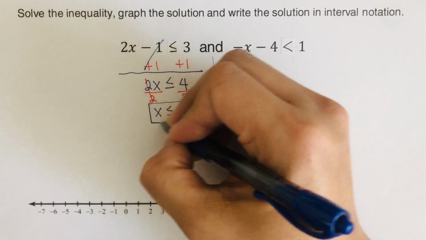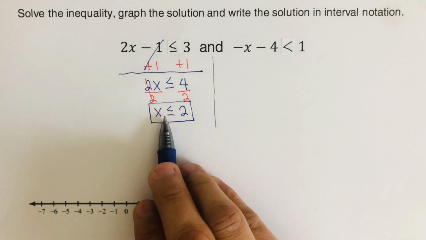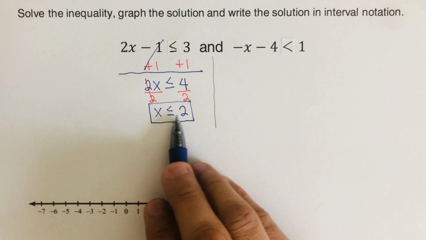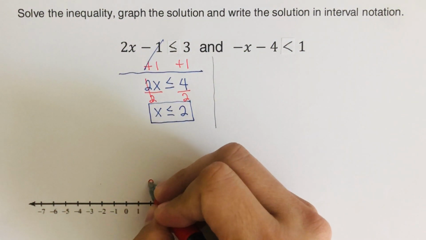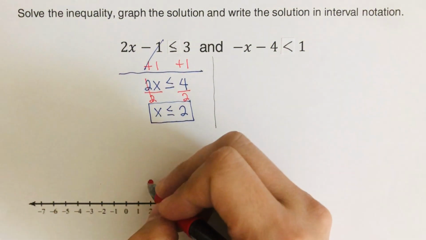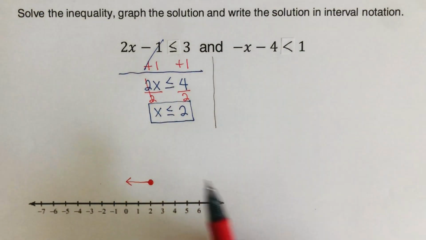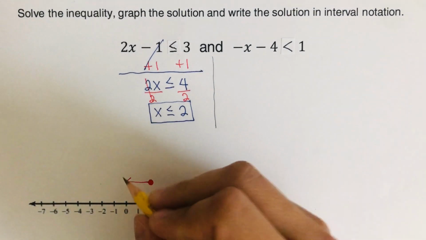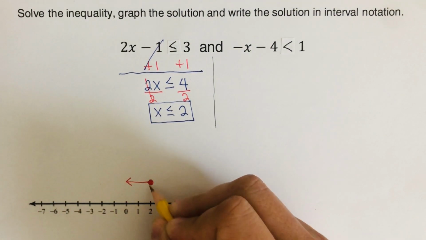So this is the one that we graph down here. It's going to be a closed circle on 2. Again, it's a closed circle because there's a bar underneath. So that's a closed circle on 2. The arrowhead is directed to the left, and we remember that this one is going to negative infinity, and this one is on positive 2.